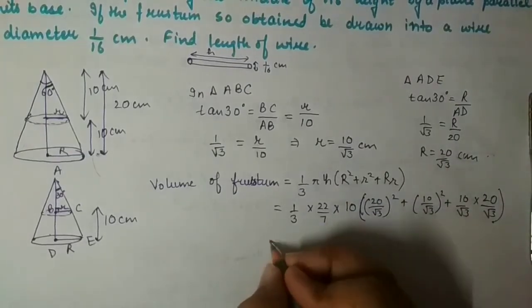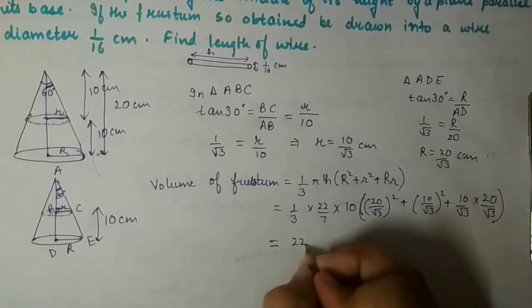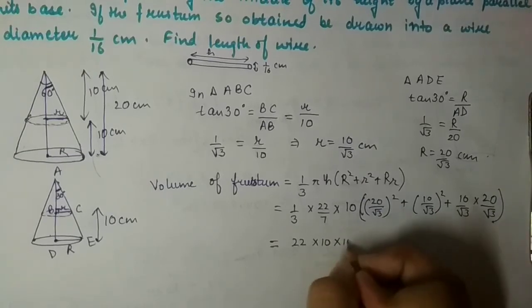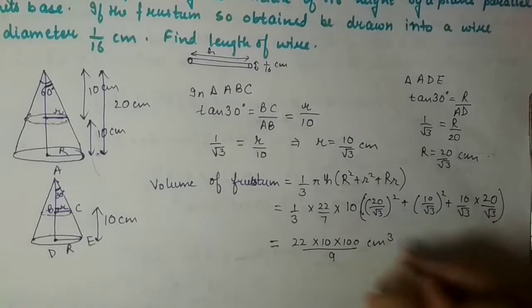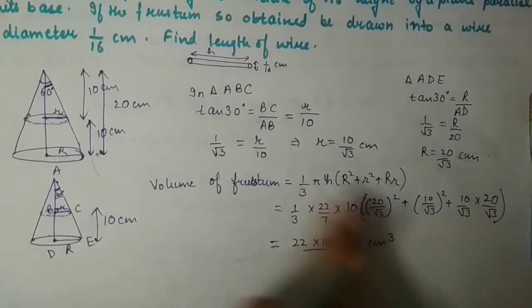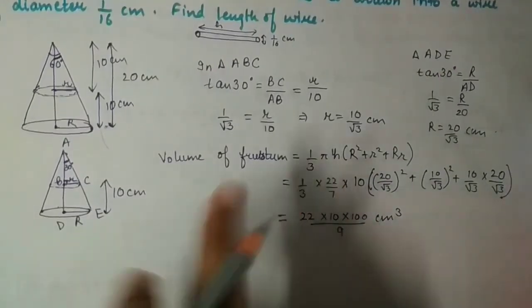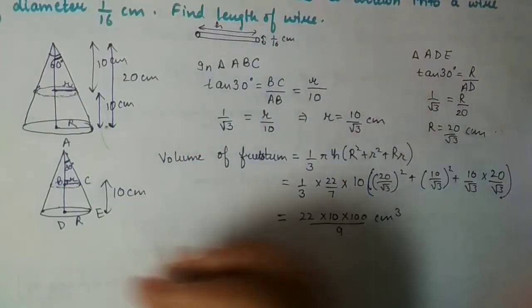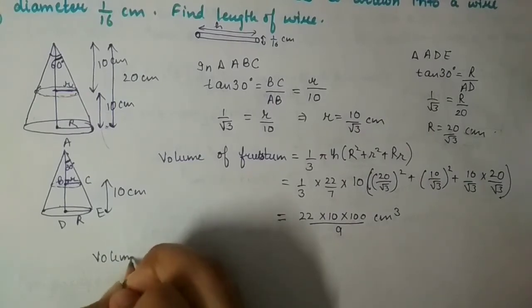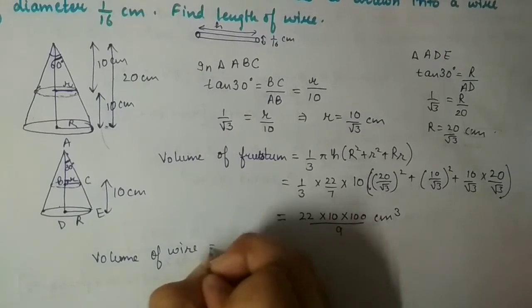Now, on simplifying, you will get 22 into 10 into 100 upon 9 centimeter cube. You will get this term on simplifying, and keep it as it is. You don't need to solve further. Now you find the volume of the wire. The wire is in the shape of a cylinder. So volume of wire is equal to volume of cylinder.